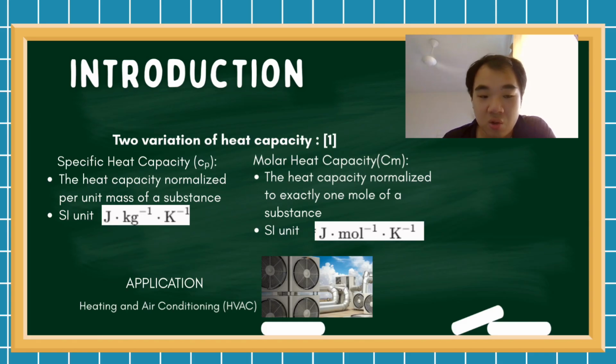There are two variations of the heat capacity. The first one is the specific heat capacity, C, which is the heat capacity normalized per unit mass of a substance. The SI unit for specific heat capacity is joule per kg per kelvin. Another one is the molar heat capacity, Cm, which is the heat capacity normalized to exactly 1 mole of substance. The SI unit for the molar heat capacity is joule per mole per kelvin.